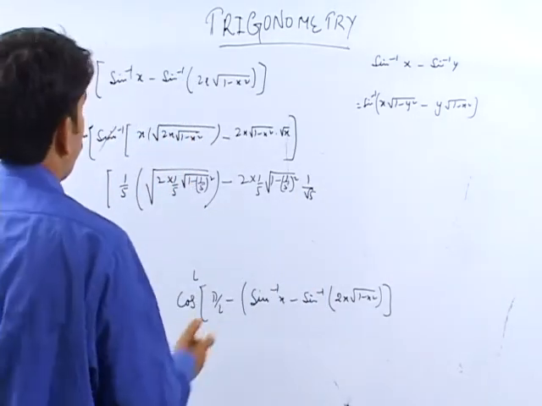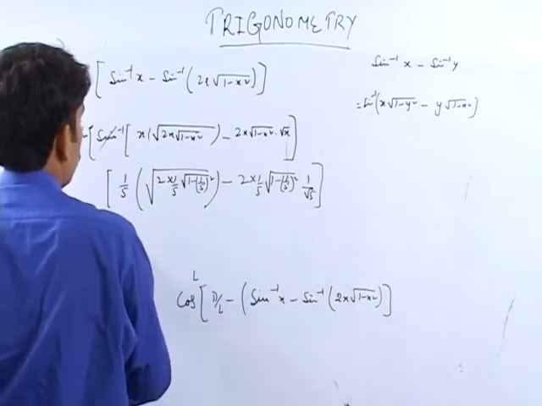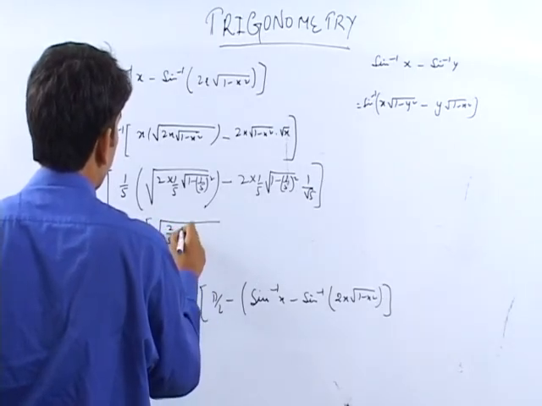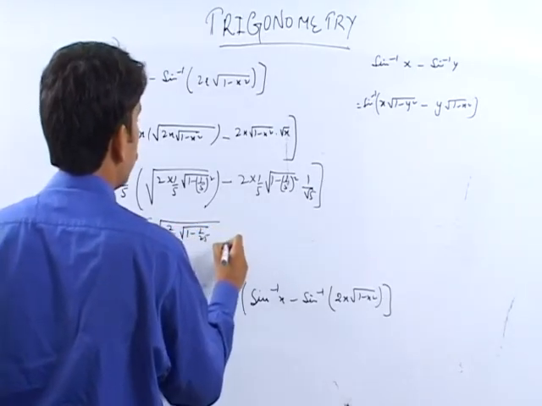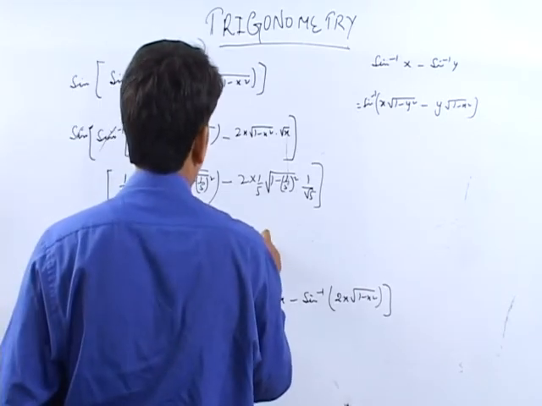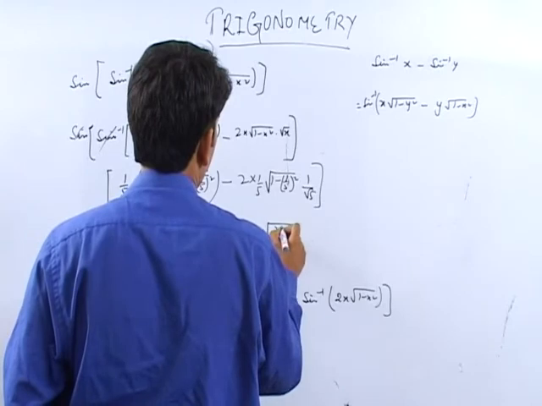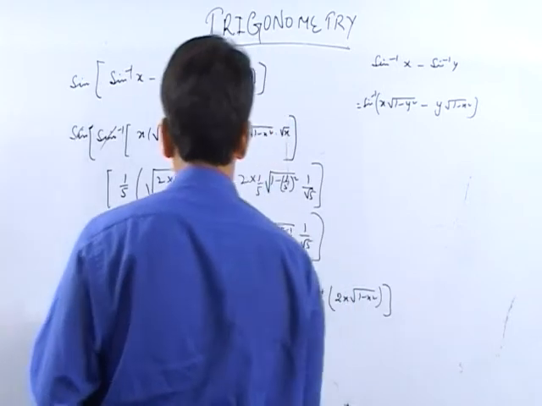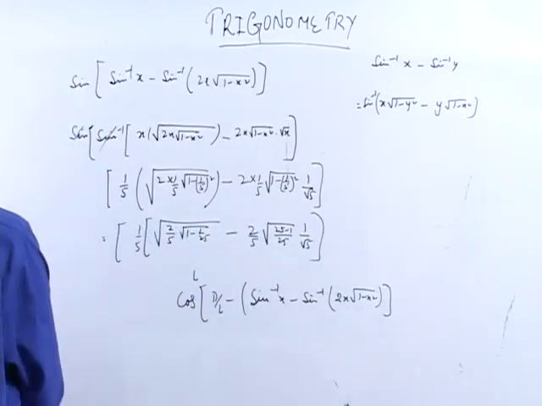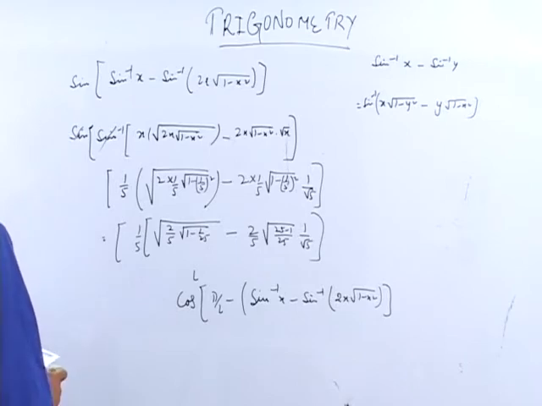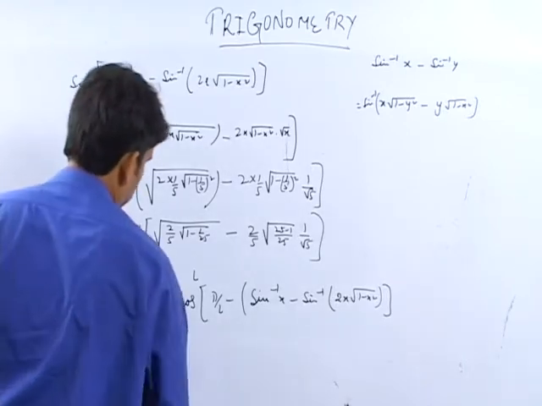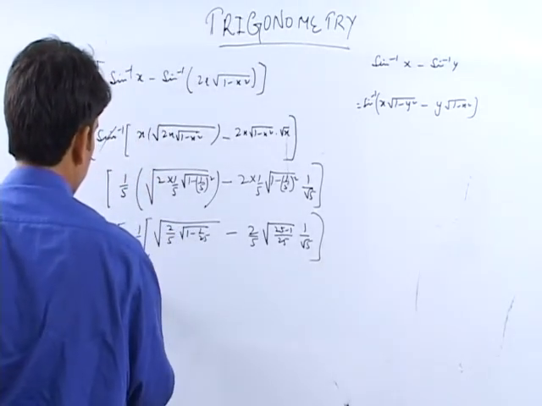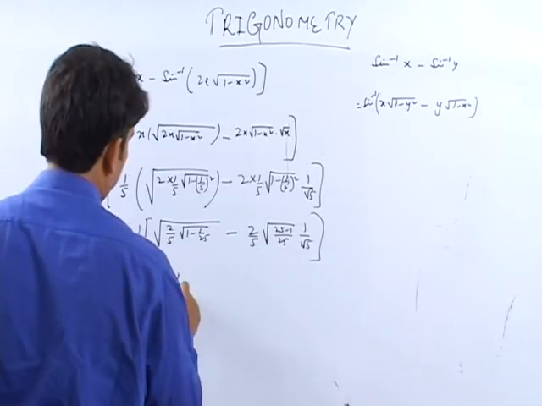Now this will be equal to 1 by 5 into under the root 2 by 5 whole under the root 1 minus 1 by 25 minus 2 by 5 whole under the root 25 minus 1 over 25 into 1 by root 5. Now, when you solve it, this will be equal to minus 1 over 5.